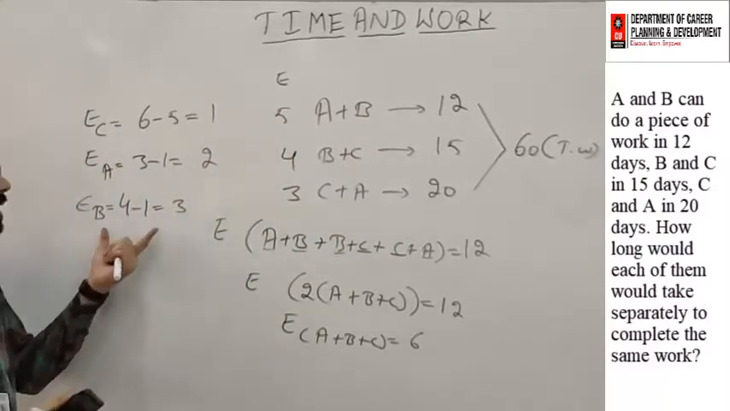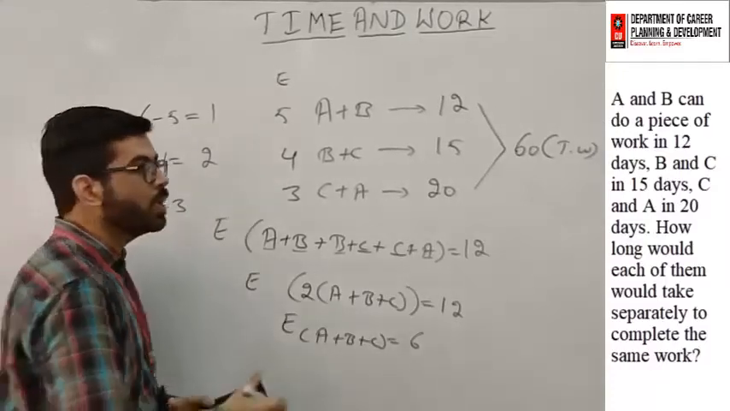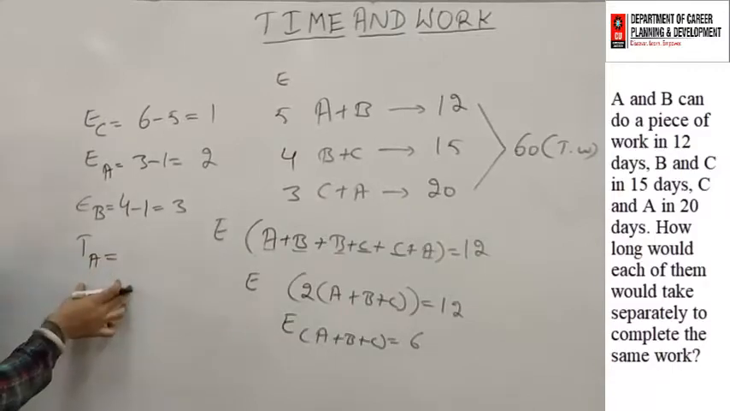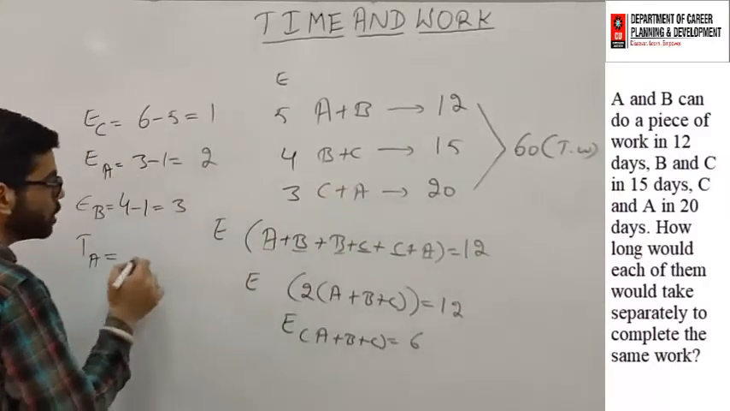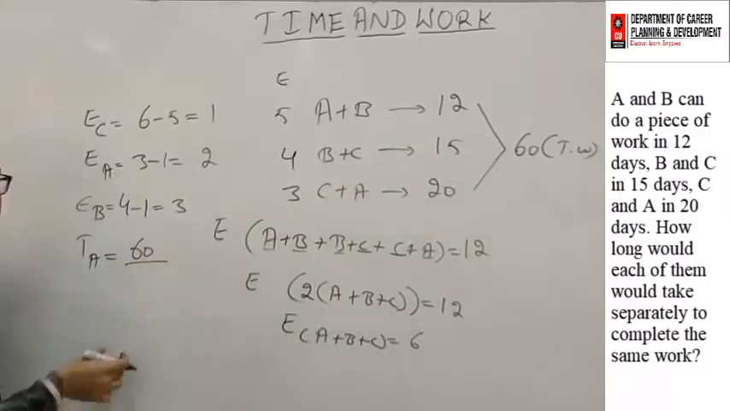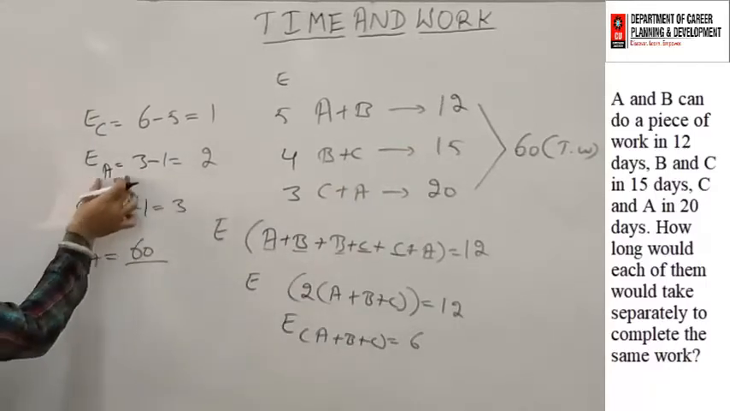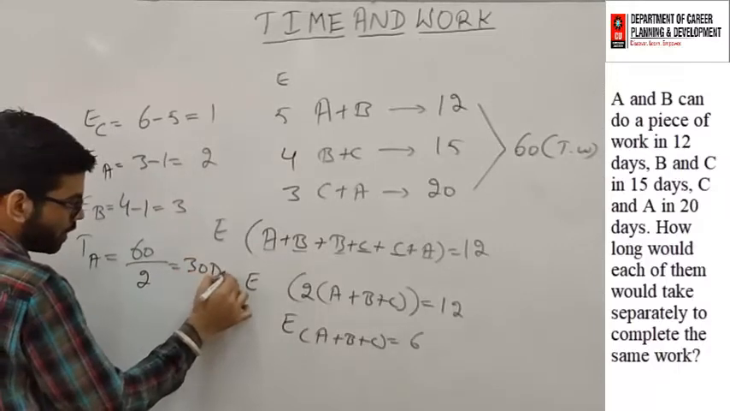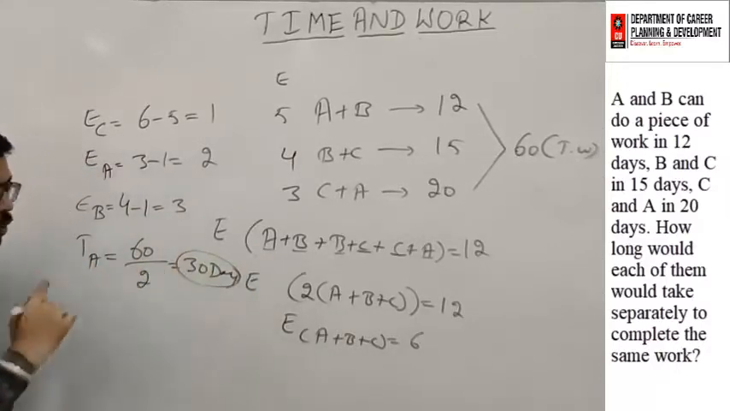Now you have to calculate the individual time. How much time are they taking? For A, the time taken to complete the job by A is equal to total work, which is 60 units, divided by the efficiency of A. The efficiency of A is 2. So A will take 30 days to complete the job.